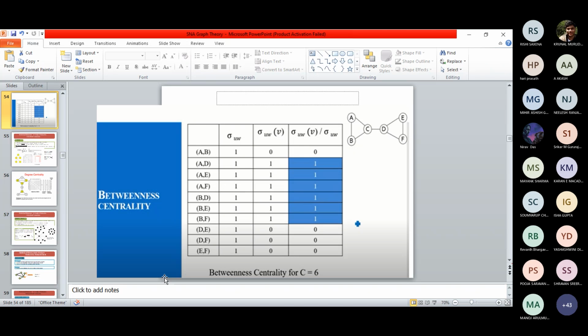Okay, so in the next class we will discuss community discovery. That is another interesting concept in our social network analysis. Okay, so with this I will wind up the class.